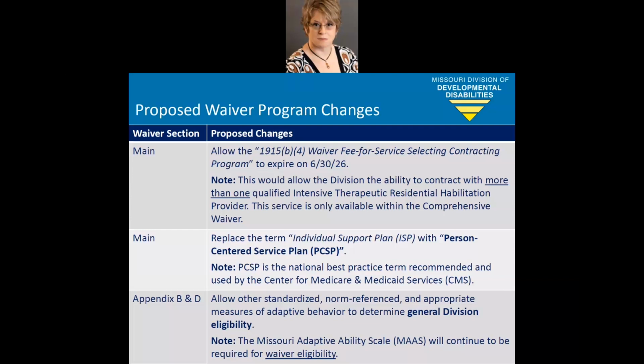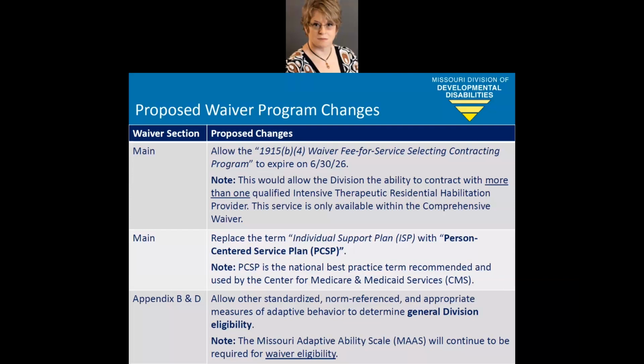A collateral adaptive assessment is considered valid for general division eligibility if it is a standardized, comprehensive, norm reference tool completed within the last 3 years. The tool must evaluate the functional limitations criteria defined by the Code of State Regulation. An example of an acceptable collateral adaptive assessment is a Vineland.